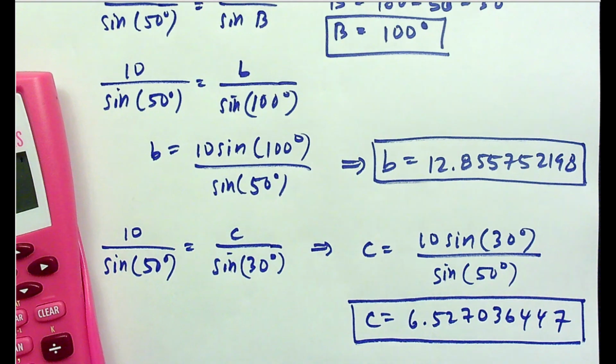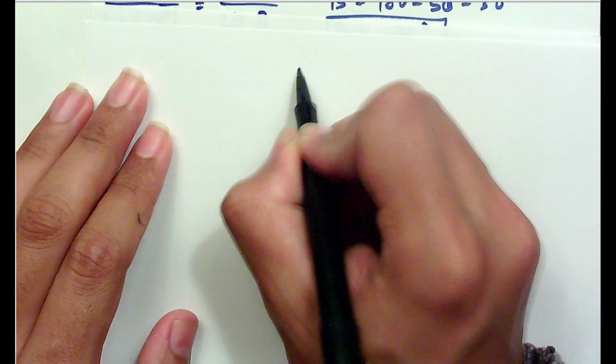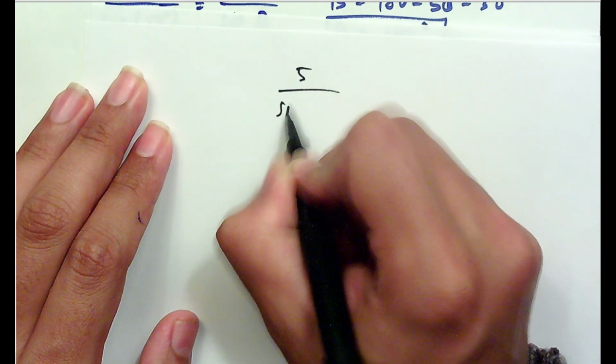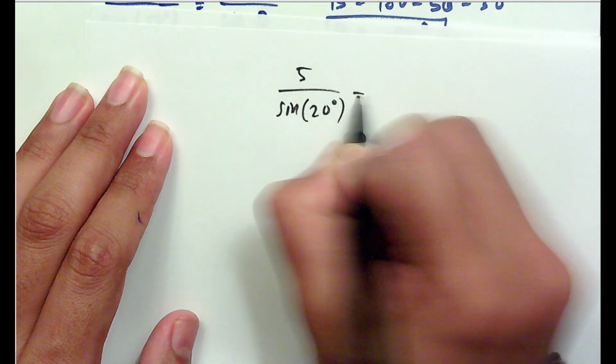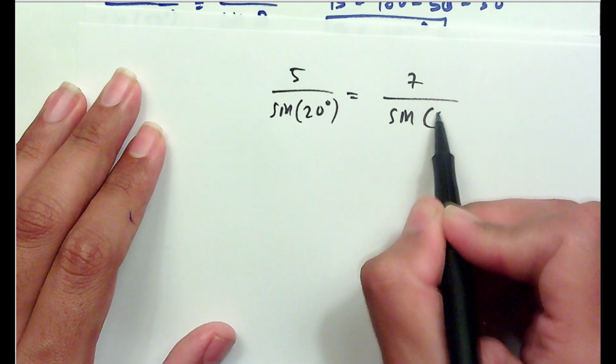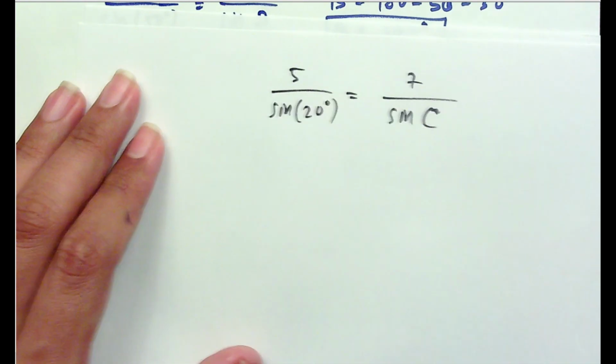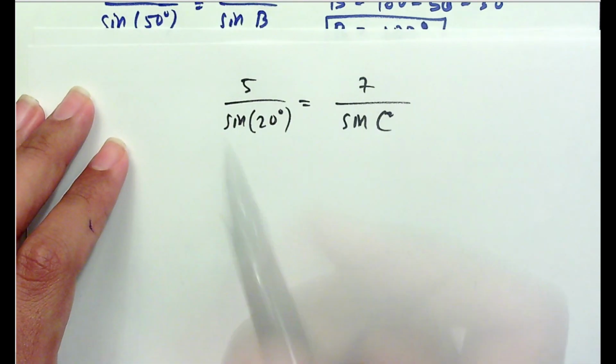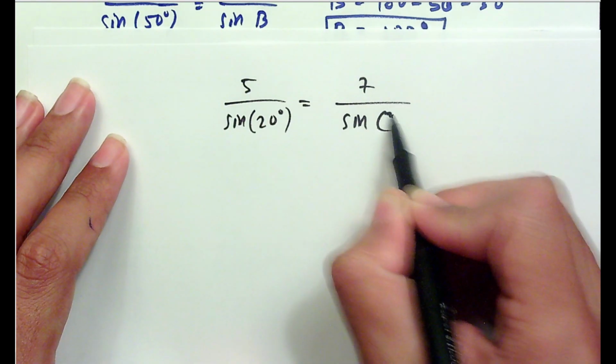I just want to make one more comment. It could happen that when you're trying to solve one of these problems using the law of sines, you could end up with an equation where you have two proportions equal to each other. So I'm just going to make something up. And you're looking for the angle. The angle is your unknown. So I just want to remind you how you solve this, because this could happen.